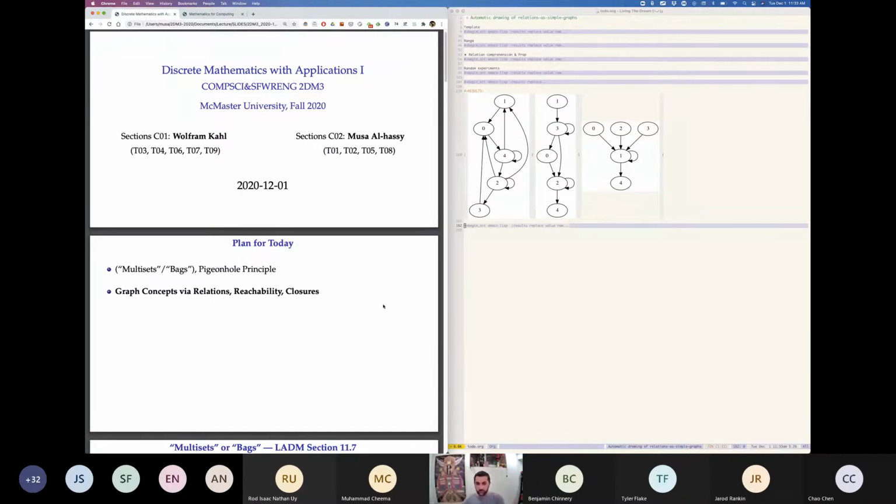And of course, to continue with our idea of still going a bit forward, but not too fast, and still going back, we'll continue talking about graphs as relations, reachability and closures. We'll try our best to stay here or close to here for the rest of the term, especially since graphs are so important to computing and science.